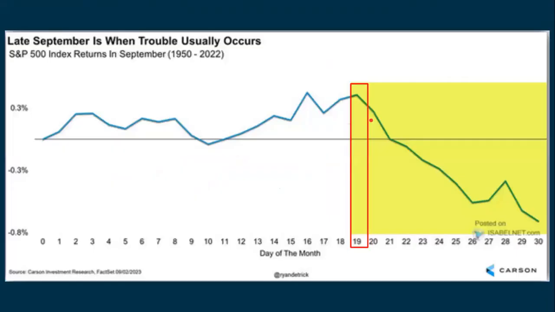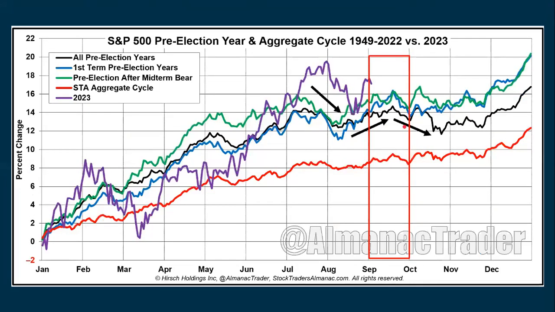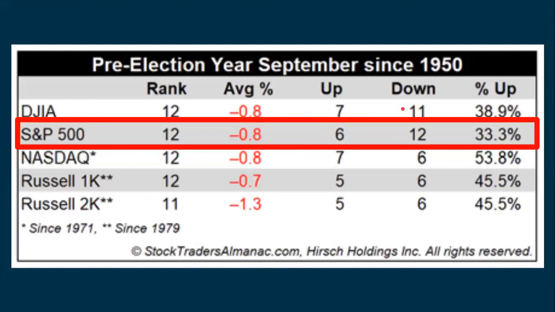But when you look at the Carson study, we're topping out, and now this is where, on an average basis from 1950 up to 2022, we tend to see some weakness. And we're also seeing that same kind of a thing with the NASDAQ, where we're seeing a little more weakness going into the end of September. And then if we have topped out with the S&P, also some more weakness. And then we're only up with September 33.33% of the time with the S&P.